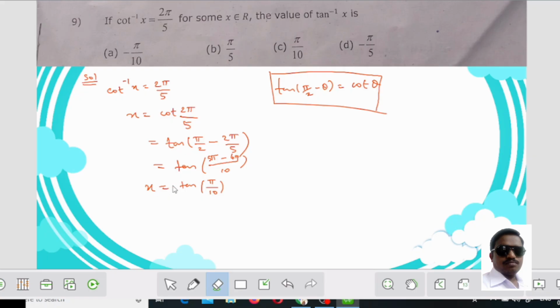X equal to tan pi by 10, but we need the value of tan inverse x. So you bring tan to the left side, and this becomes tan inverse x equal to pi by 10. Option C, pi by 10, is the right answer.